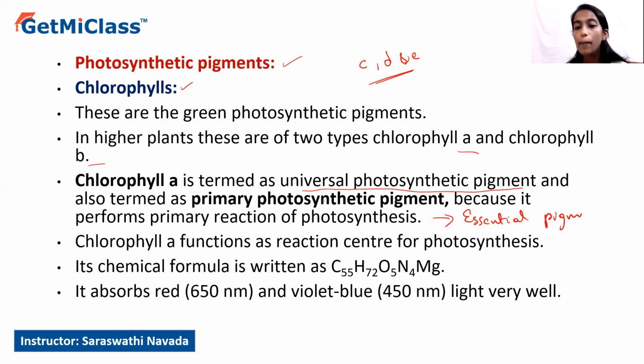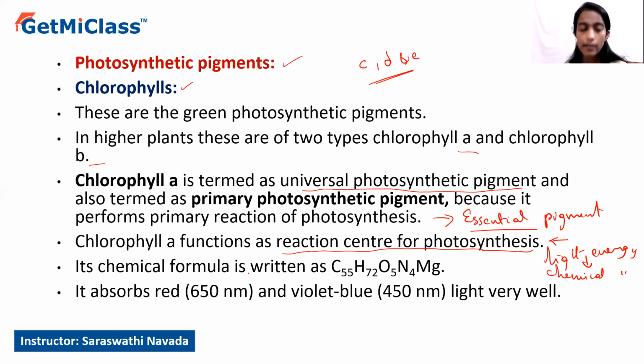So why is it called the primary or essential pigment of photosynthesis? That is because this chlorophyll A functions as a reaction center for the photosynthesis, where it takes part in conversion of light energy into chemical energy. So light energy will be converted to chemical energy in the chlorophyll A molecule. That's why chlorophyll A functions as a reaction center for photosynthesis, and it is considered the essential pigment or the primary photosynthetic pigment.